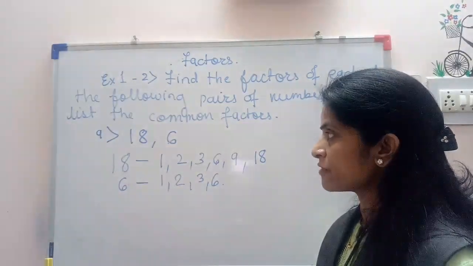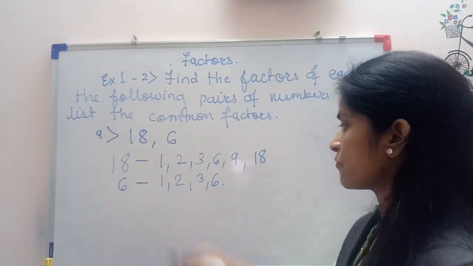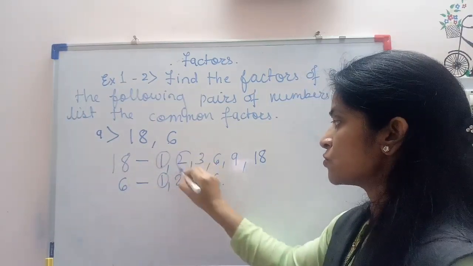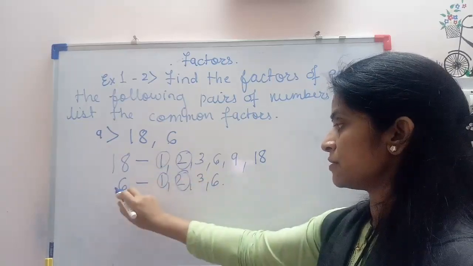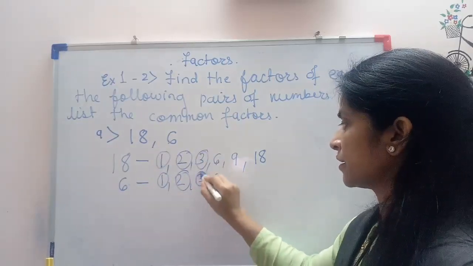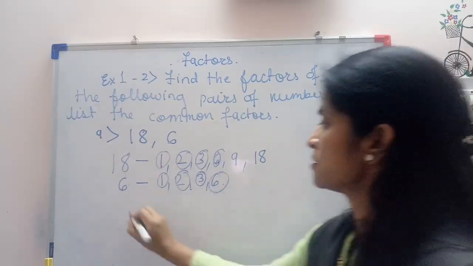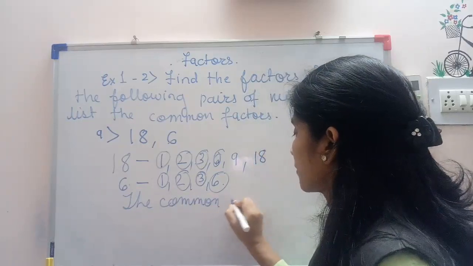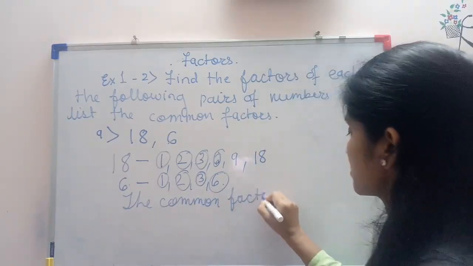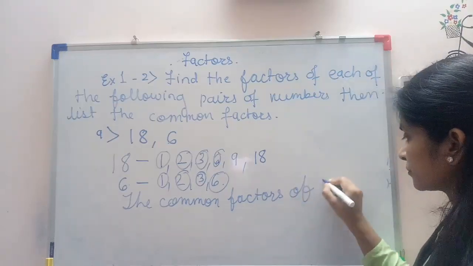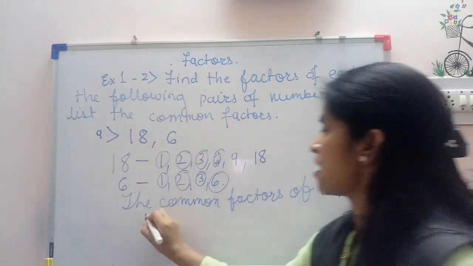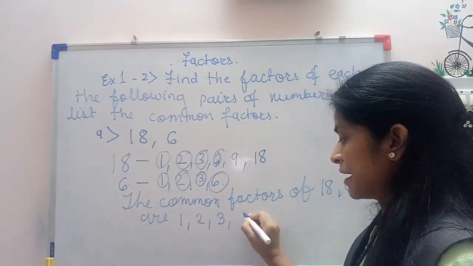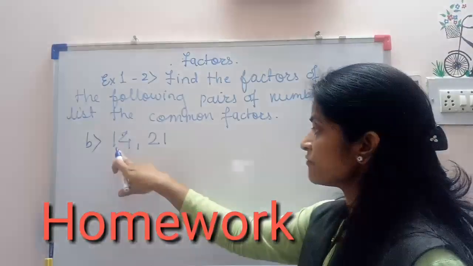Now we have to find the common factors in both the numbers. Now here 1 is common. 1 is a factor of 18, 1 is a factor of 6. 2 is a factor of 18, 2 is a factor of 6, 3 and 6. So the common factors of 18 and 6 are 1, 2, 3 and 6. The next one is 14 and 21.